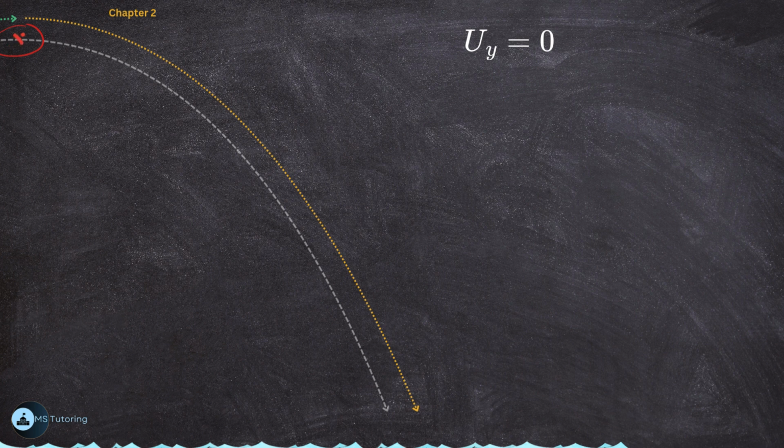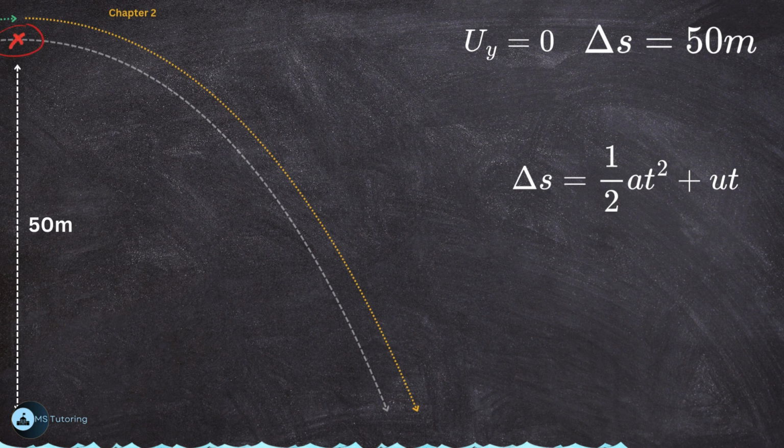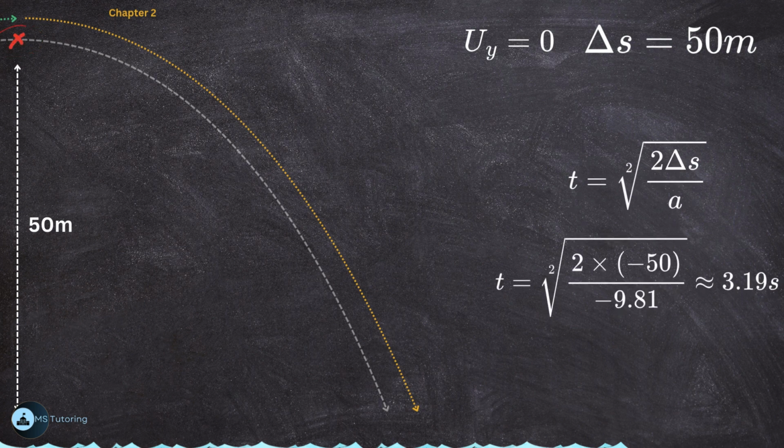Let's say the stone reached a total maximum height of 50 meters above the ground. We can then use the SUVAT s = ut + ½at² and rearrange to solve for time to find how long it will take the stone to fall this distance. Now, conveniently for us, since the stone starts from maximum height, its initial vertical velocity at the start of chapter 2 is 0, which allows us to cancel out the ut term from the SUVAT equation. So, rearranging for time and plugging in our values, we obtain an answer of around about 3.19 seconds.